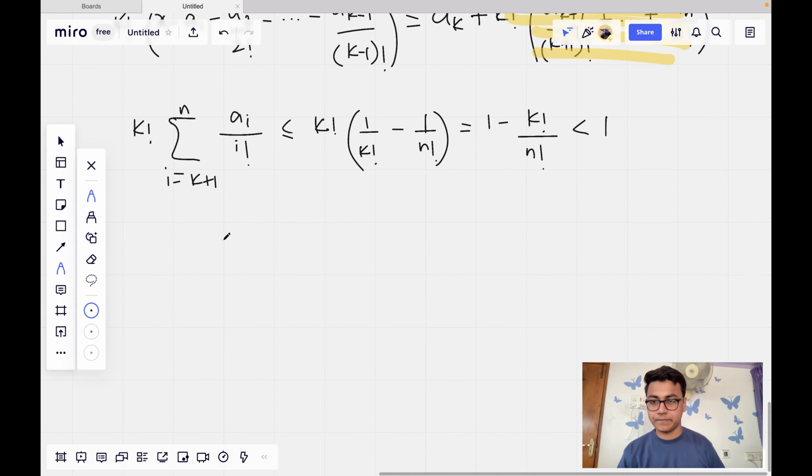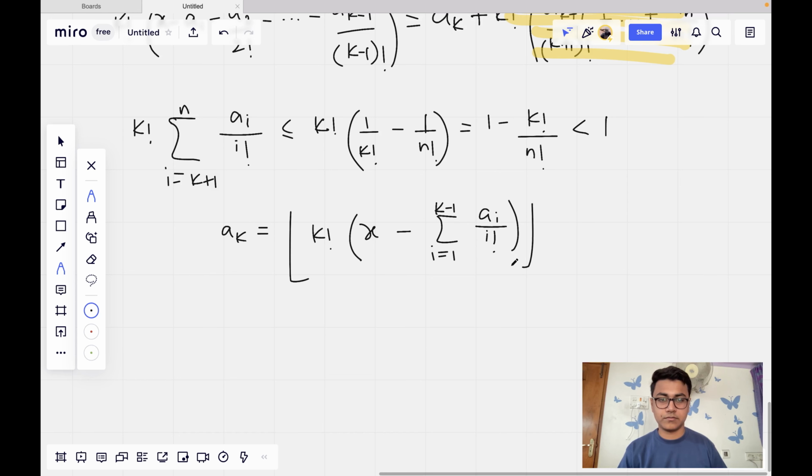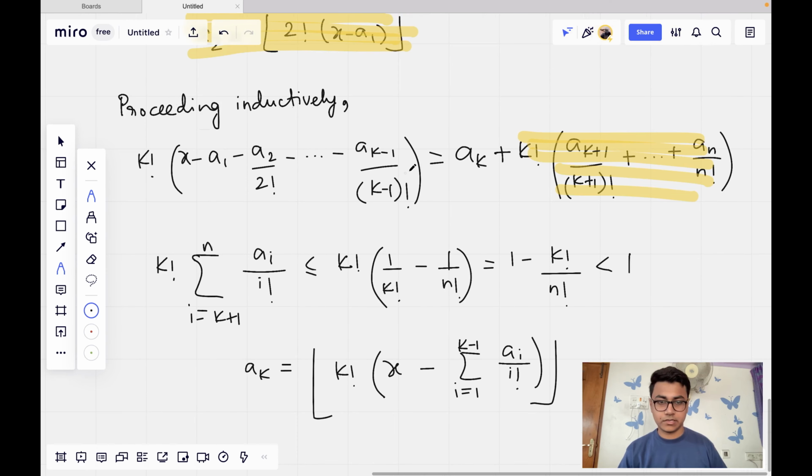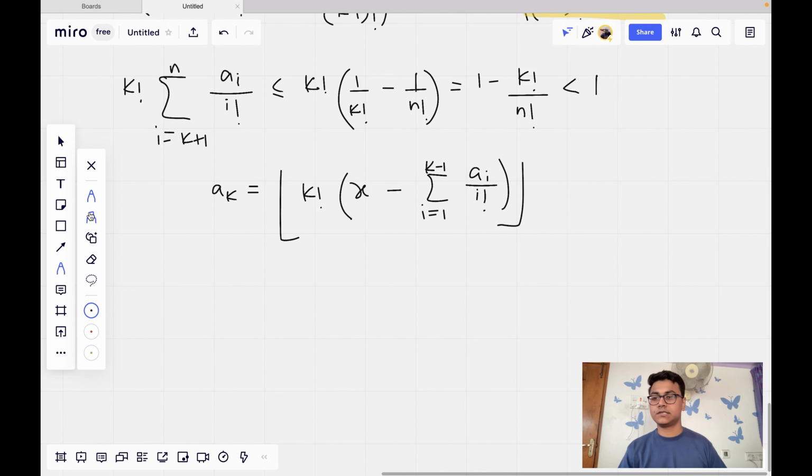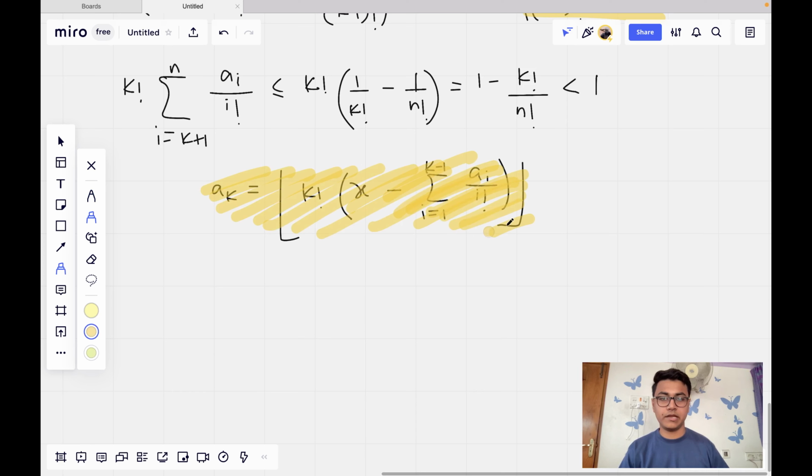So ak is uniquely determined as the integer part of k factorial times x minus summation i equals 1 to k minus 1 of ai by i factorial, right? This is the sum. Okay, so this is how we are determining ak, and by induction each of the coefficients, as you can see, is uniquely determined. So the uniqueness part is done. We are done with the uniqueness part.